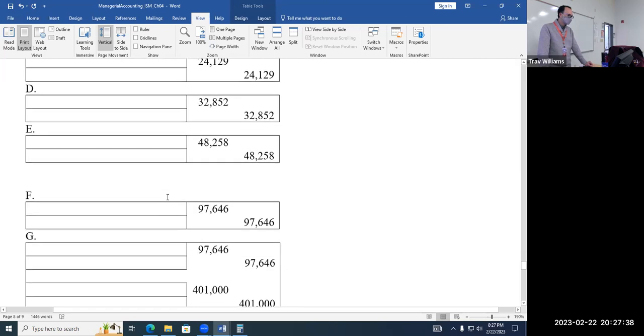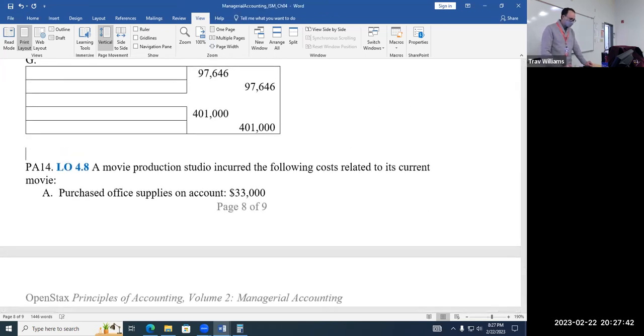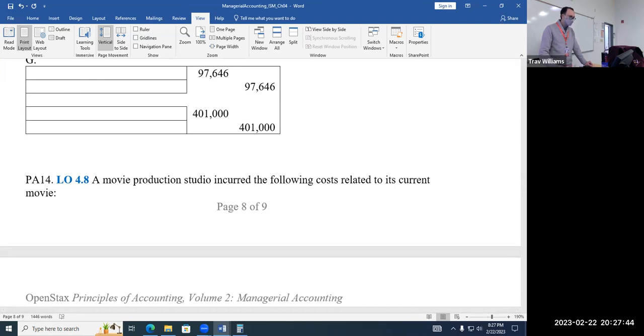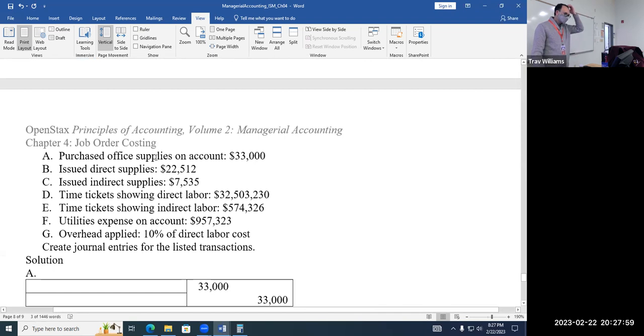Right, well, let's move on to our final problem. In this case, it's the same concepts, but the terminology is going to be a little different because this is for a movie. So it's not a physical, tangible product that's being made. Instead, it's a movie production. So again, the concepts are the same. Here are a bunch of transactions, and we're going to need to journalize them.